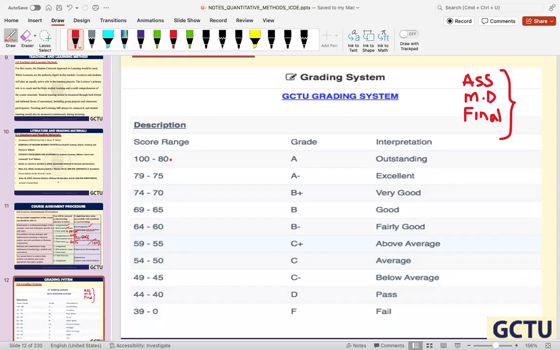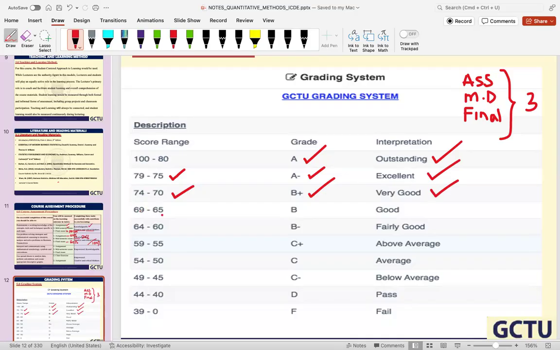So for instance, if you get between 80 to 100, it means you have grade A, and the interpretation is outstanding performance. If you have between 79 to 75, at the end of putting all these three together, you have A minus, and the interpretation is excellent. If you get between 74 to 70, the grade point is B plus, and the interpretation is very good performance.